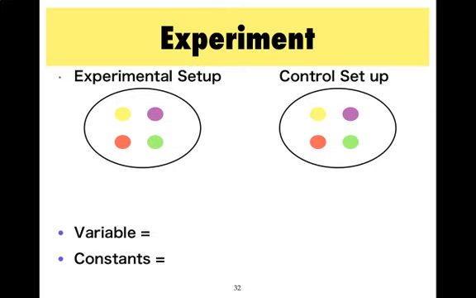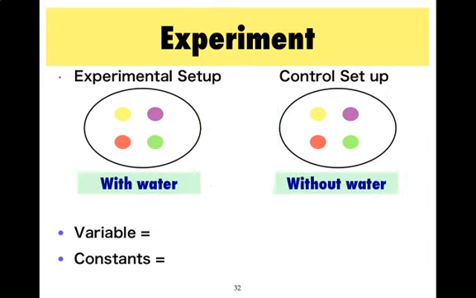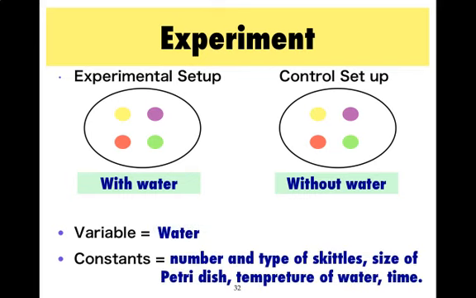And these are the setups that you had. So go ahead and draw these into your notes, the experimental setup and the control setup. Be sure to label which one has water. Your variable is the water. The constants would be the number and the types of Skittles, the size of the petri dish, the temperature of the water, and the amount of time that you watched them. These should have all been constants as part of your experiment.